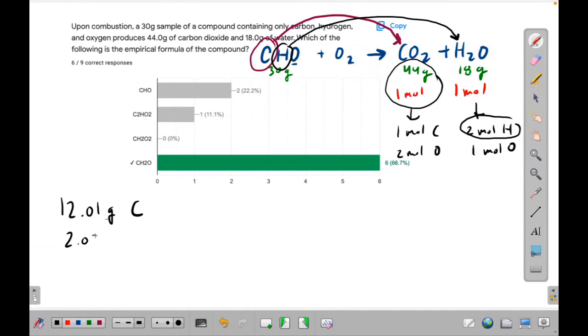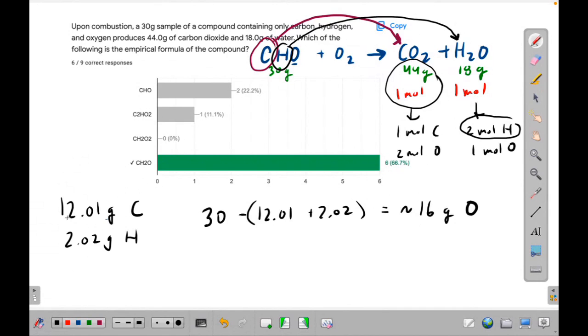Well, it's approximately 2.02 grams of hydrogen. All right. So now we know the masses of all the carbon and hydrogen. So in this original compound of 30, we can subtract the 12.01 and we can subtract the 2.02, and we will be left with approximately 16 grams of oxygen.